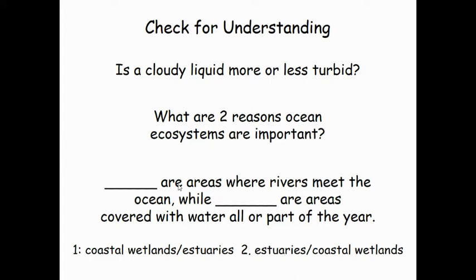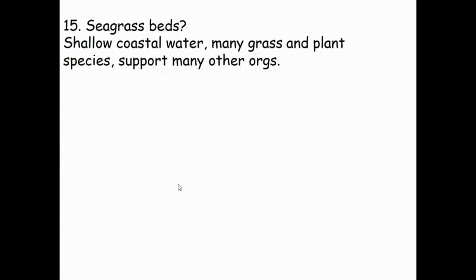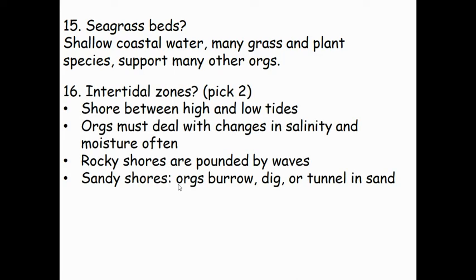Yeah, so estuaries are areas where rivers meet the ocean, and coastal wetlands are areas covered with water for part of the year. All right, so seagrass beds. So shallow, lots of different species, base of the food chain for lots of other organisms.